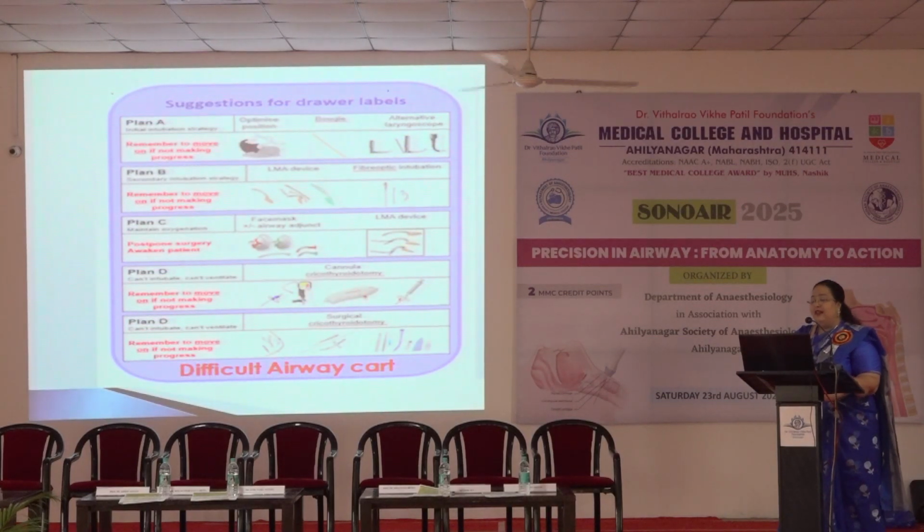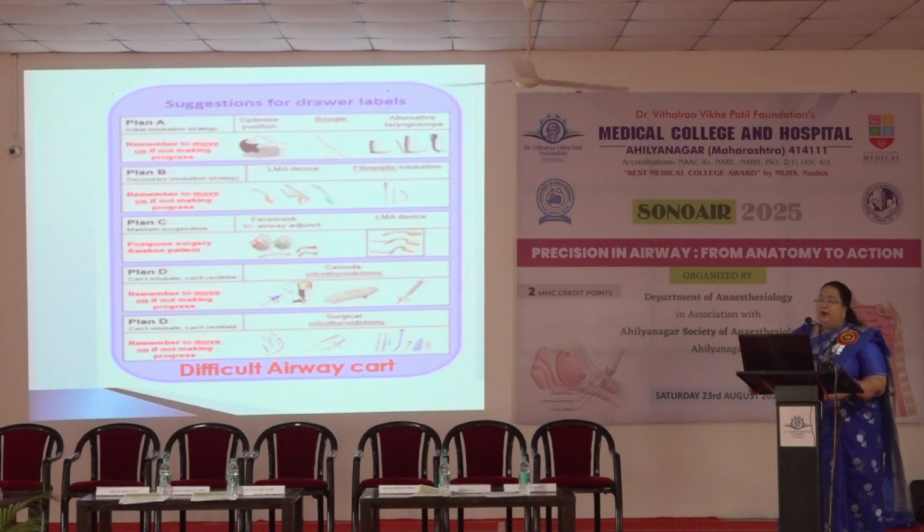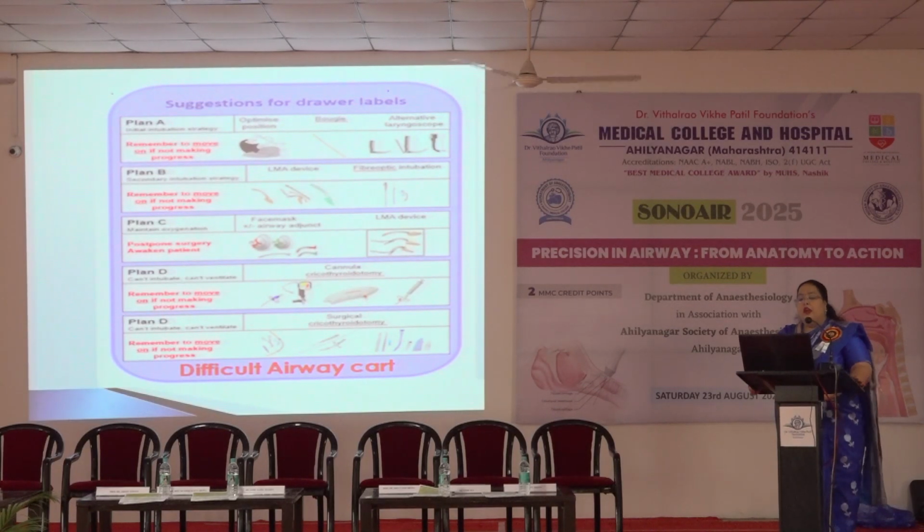This slide shows the difficult airway cart. Here you must always have your plan A, B, C, D, E available, and according to that the equipment is present in the drawers. One is for intubation, second is for supraglottic airway devices, third is face mask and any other adjuvants, and the fourth drawer will have surgical access equipment available.